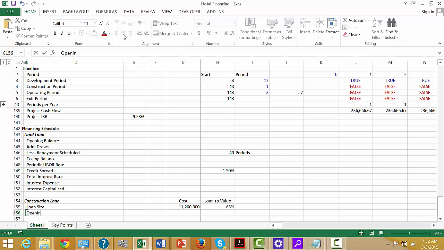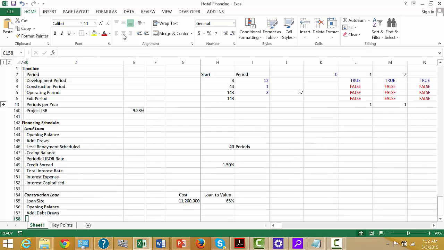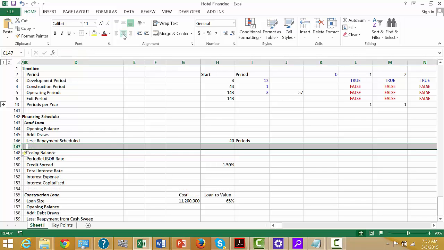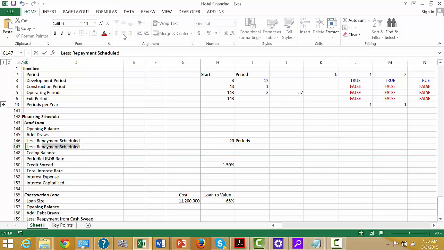Let's put opening balance, and then we'll add the construction draws, which will be the 65% of the total, and then we can put less the repayment from the cash sweep, because that's what we put. Now we should also put here, I missed one, less repayment of balance at exit.